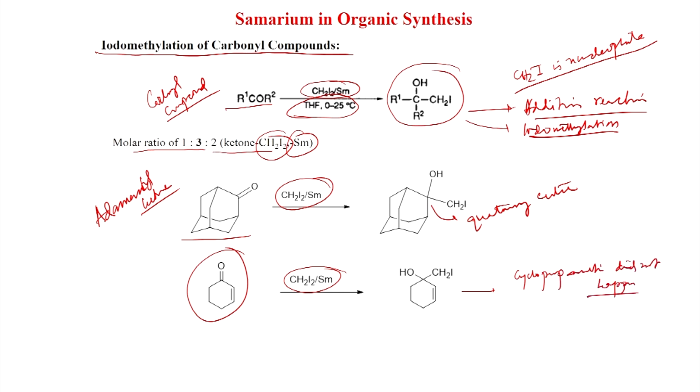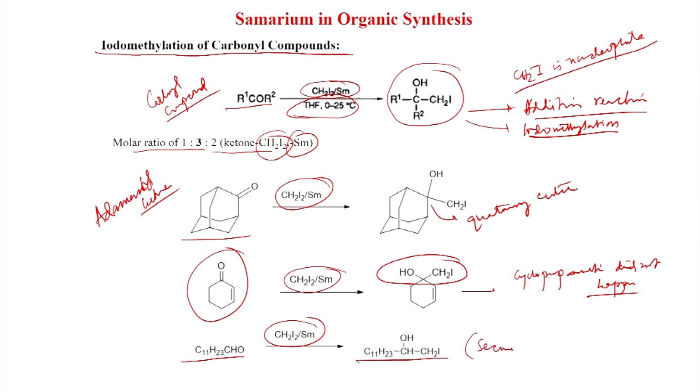Because we have already seen that only allylic alcohol react. So, simple olefin will not do the cyclopropanation. Instead, it will give reaction with the carbonyl part and you get this hydroxy CH2I group. Also, aldehyde can be reacted with this reagent CH2I2 samarium and you get this secondary alcohol. And in this case with ketone you get tertiary alcohol.